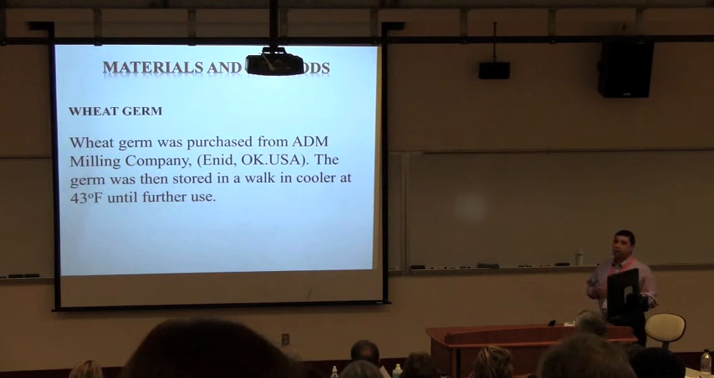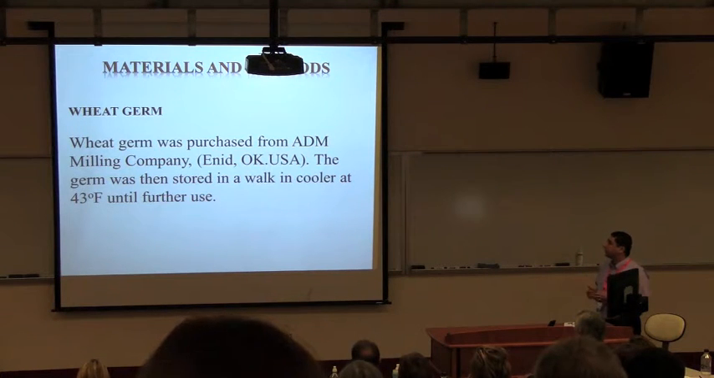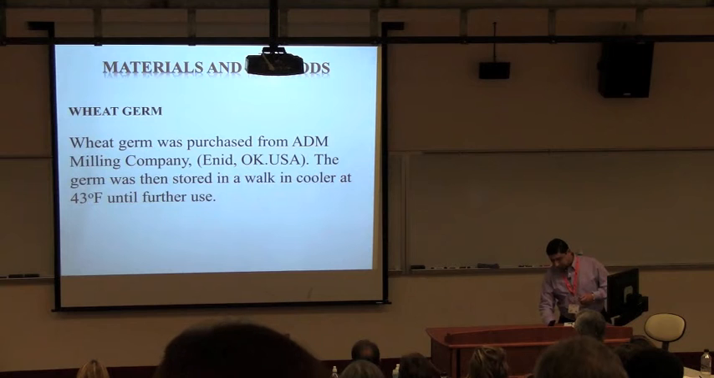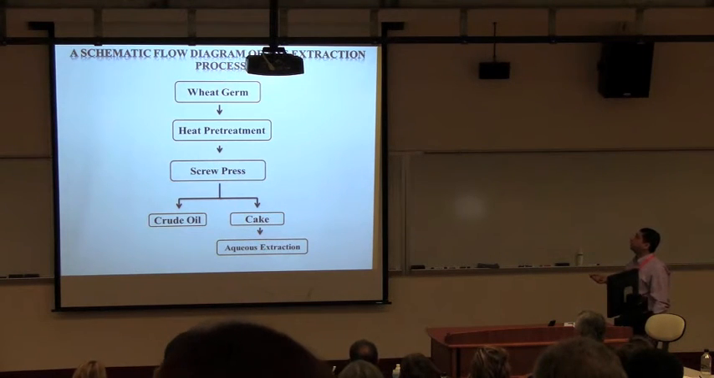Wheat germ was purchased from ADM Milling Company in Oklahoma, and then the germ was stored in the cooler until further use. This is a schematic flow diagram that shows the extraction process.